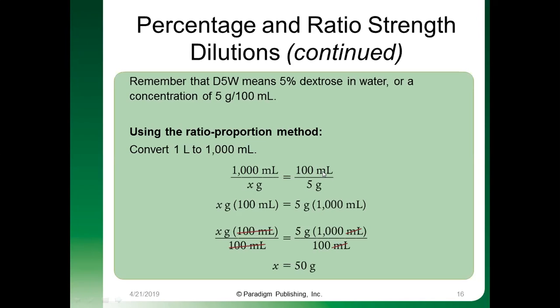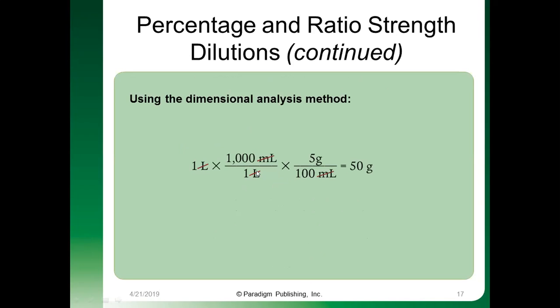So 100 mLs over 5 grams, we're going to cross multiply. X times 100, 5 times 1,000, divided by 100. So 5 times 1,000 divided by 100 will give us 50 grams. So there are 50 grams in the 1 liter bag.